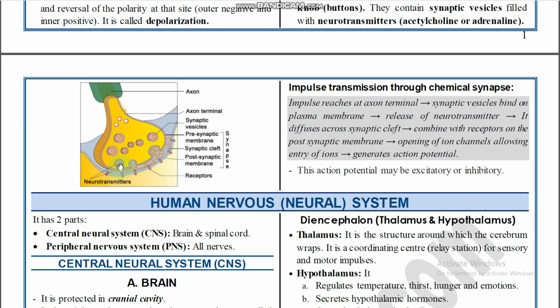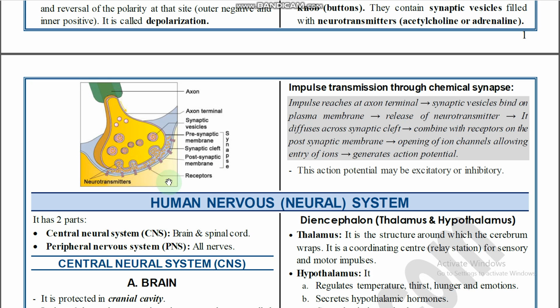Neurotransmitters diffuse across the synaptic cleft and combine with receptors on the postsynaptic neuron, the postsynaptic membrane. Whenever neurotransmitters are attached to the receptors of the postsynaptic membrane, ion channels open along with entry of ions. Then there is generation of an action potential in the postsynaptic neuron. This action potential may be excitatory or inhibitory.